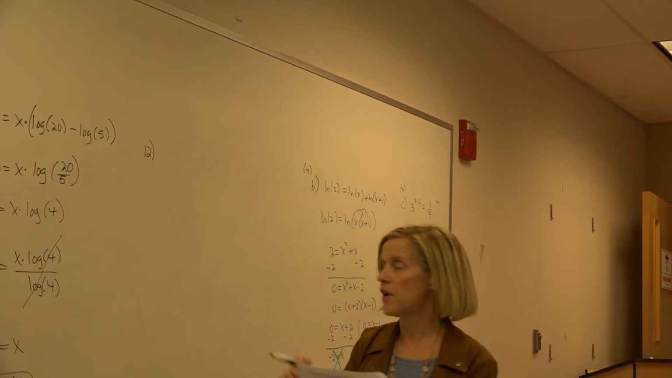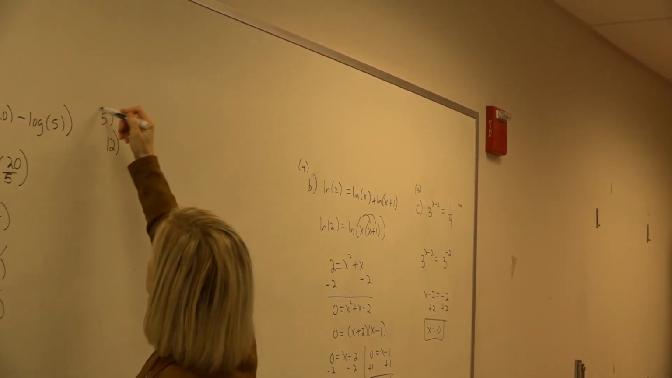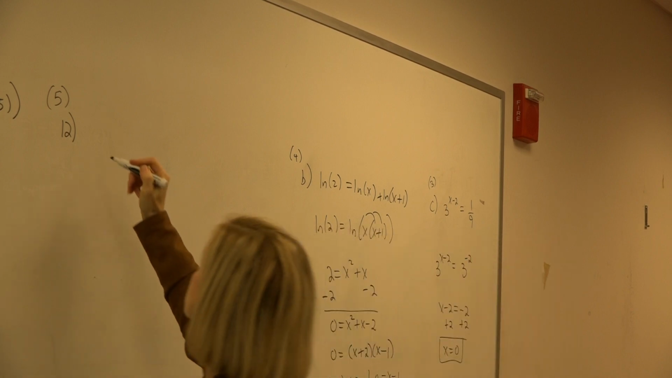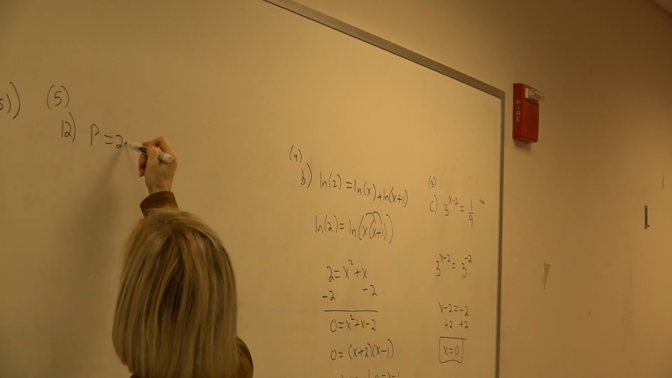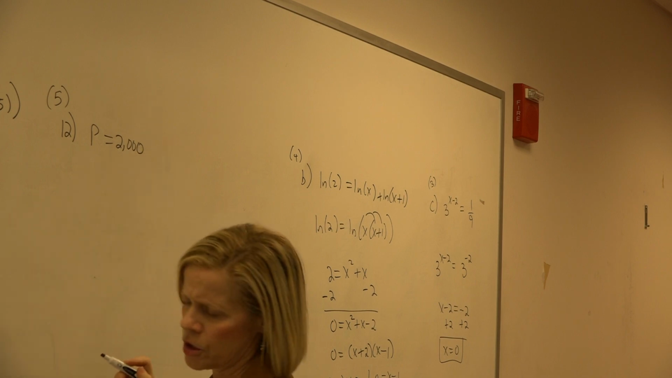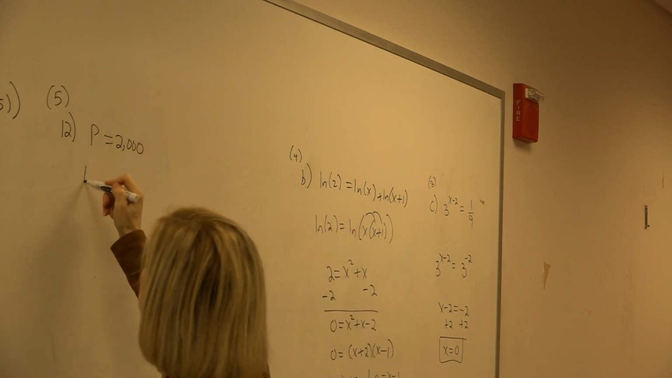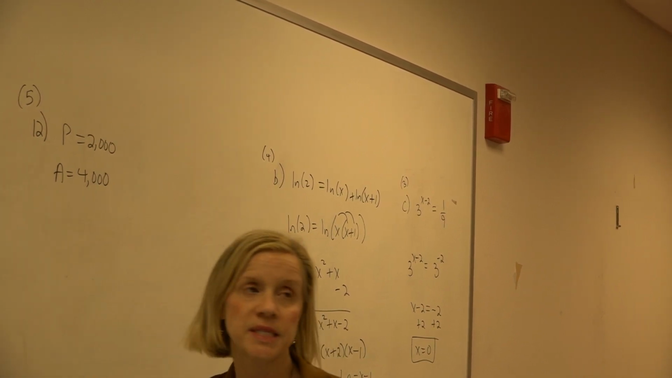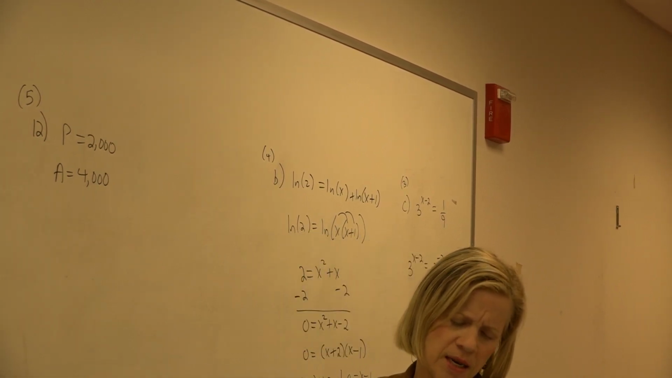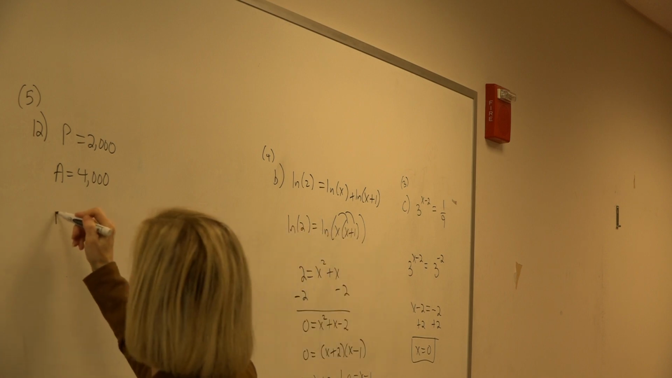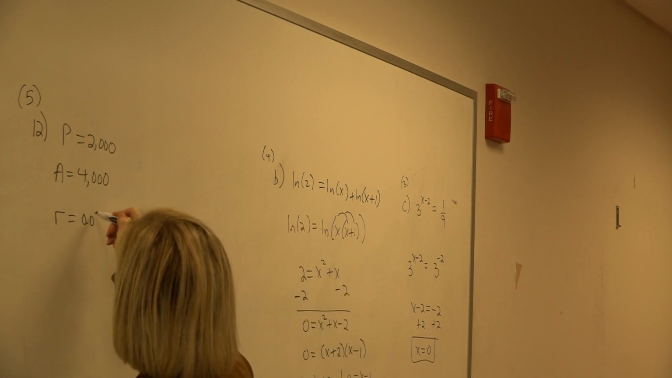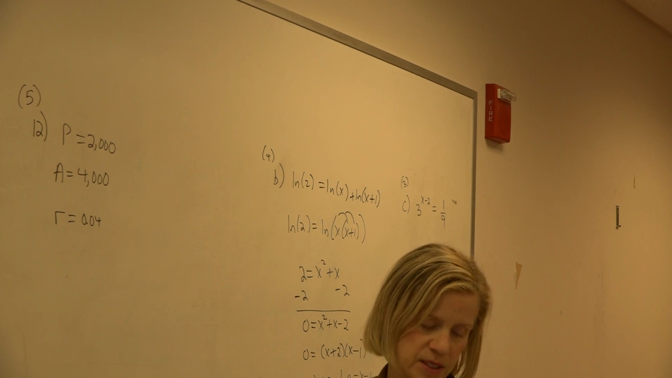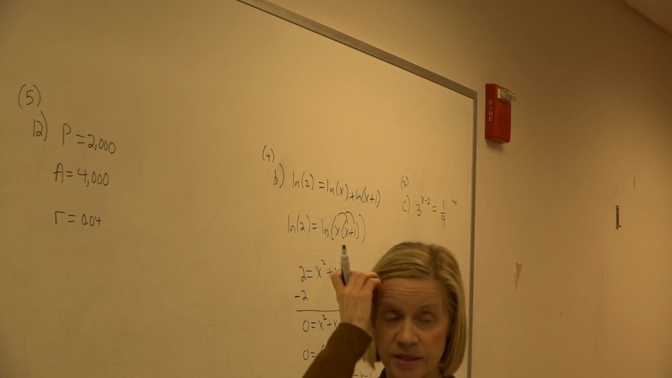So number 12, worth 5 points, says, how long would it take an investment of $2,000, so that's your principal, to double? So to double means it's going to turn into $4,000. Double means times 2. At a rate of 4%, annual interest rate of 4%, so that's 0.04 as a decimal, compounded continuously, express your answer in years and days.